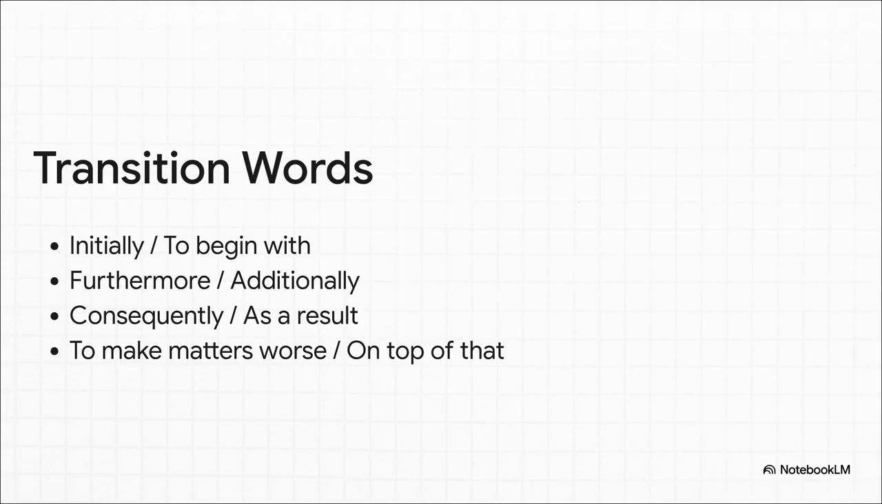You can't just list sentences randomly. The grading rubric strictly demands logical flow. These connectors are the glue that holds your ideas together, seamlessly guiding the examiner from your opening complaint all the way down to your proposed solution.